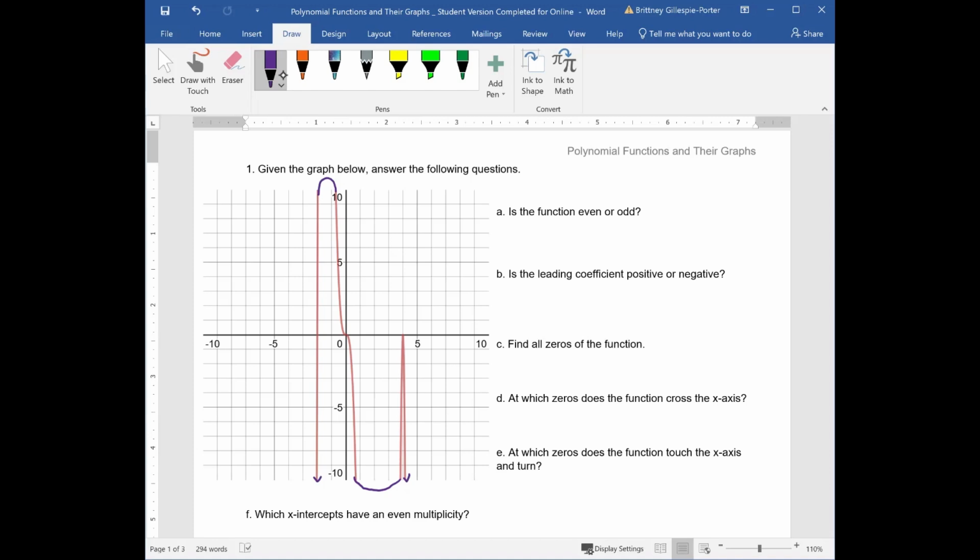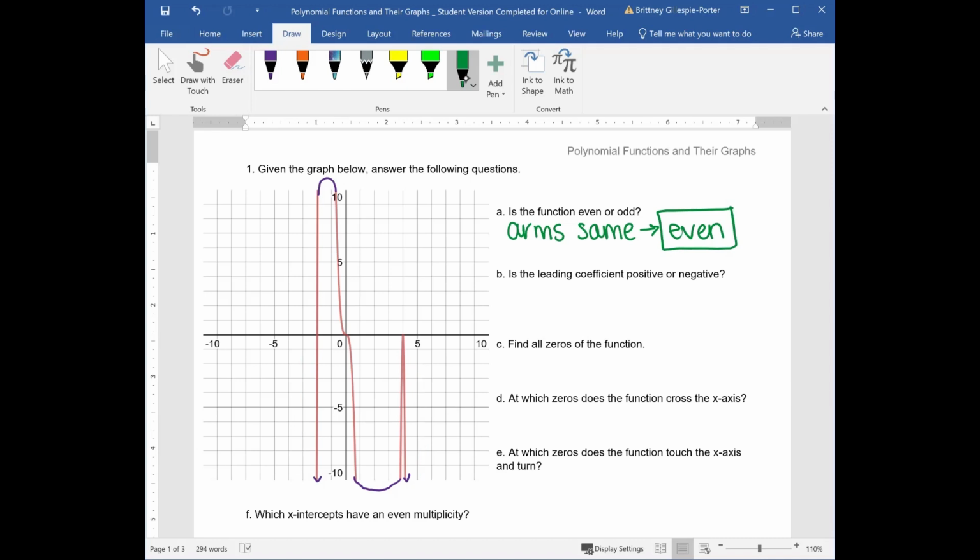Now that we have our graph complete, at least a guesstimate, we can start answering the questions. Is the function even or odd? If you notice, the arms go the same way. To the left, we go down. To the right, we go down, which means that our function is even. Remember, if they're odd, your end behavior goes in opposite ways.